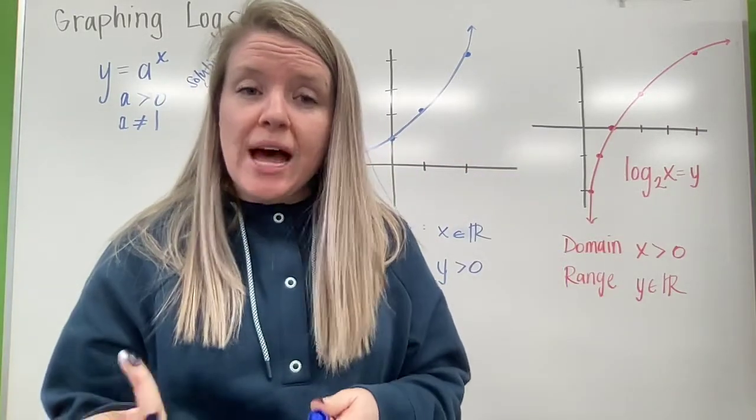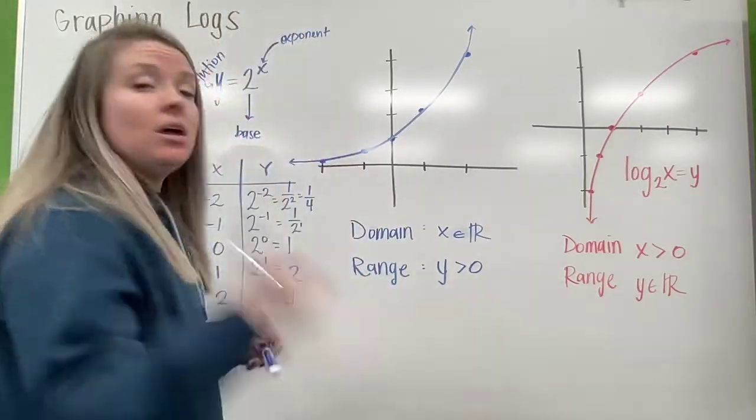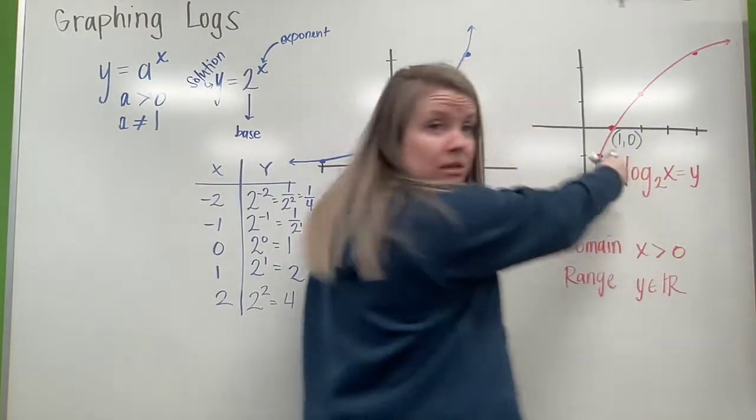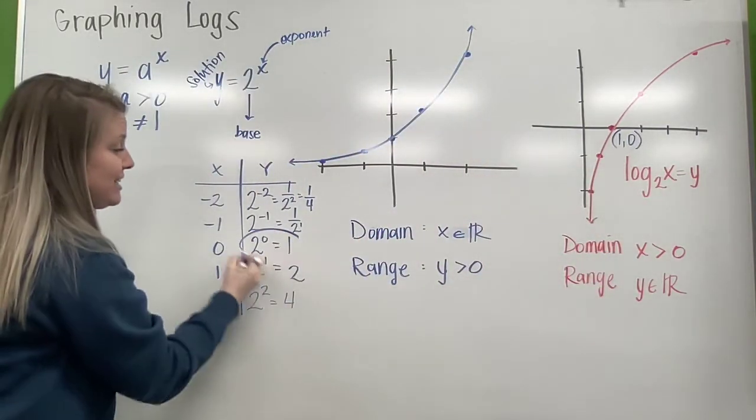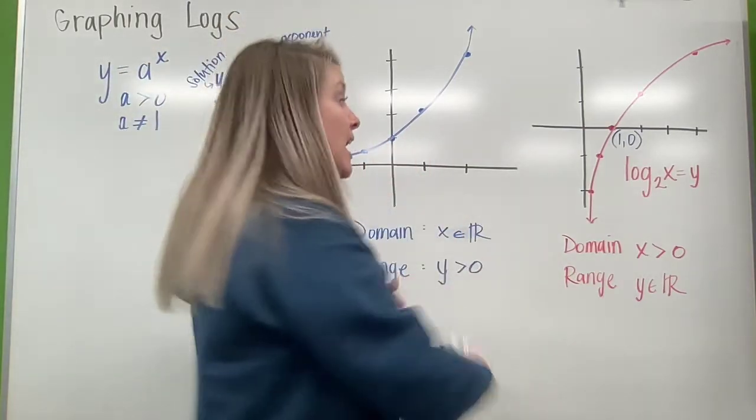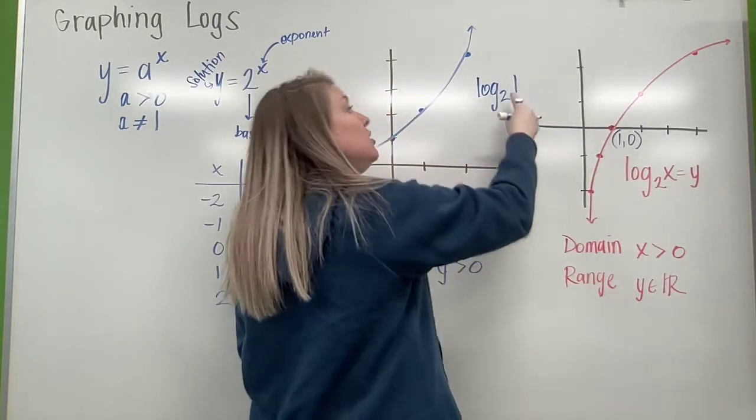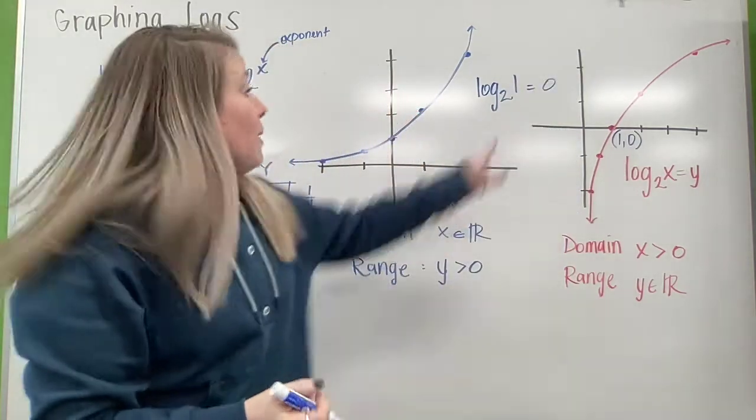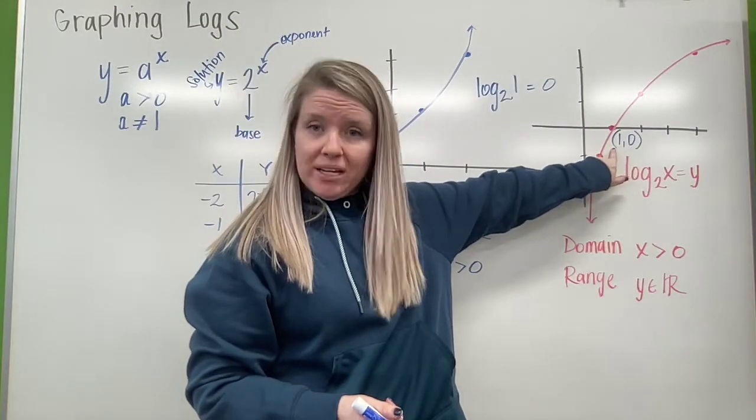We don't always want to do that. We want to just be able to graph our log. There are a couple of key points that will help us do that. The first one is this point (1, 0). The reason is this relationship: anything raised to the 0 power is 1. If I reverse that and plug in 1, that's telling me log base 2 of 1. 2 to what power is 1? That's 0. No matter what my base is, if I plug in 1, it's going to equal 0. So we're always going to have this key point.